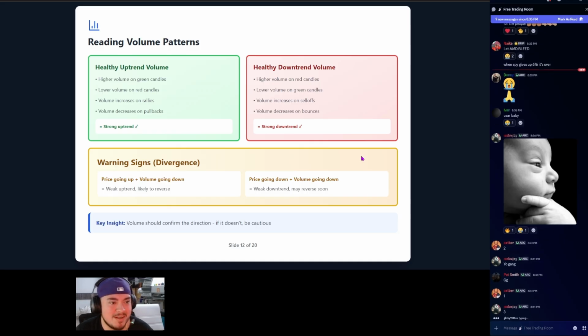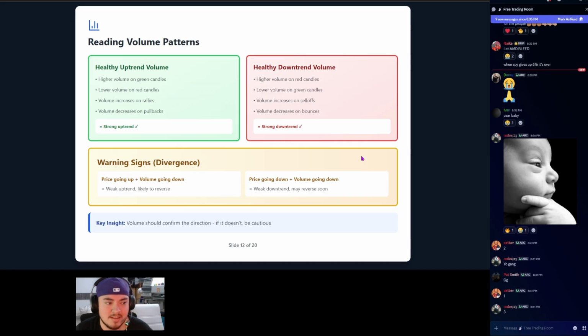All right. Volume increases on sell-offs. Volume decreases on bounces. All this equals a strong downtrend, right? Same logic that we use for an uptrend, guys. Anytime you see price start to bounce back up towards the cloud or the VWAP, you're going to see less and less buying volume, right? It's the same exact concept that we were using for an uptrend, just for a downtrend, right?